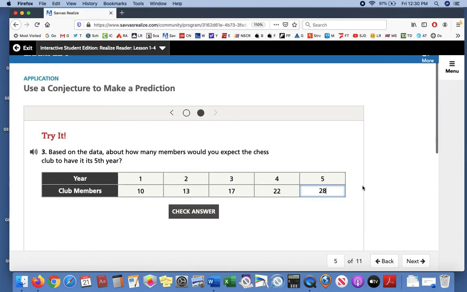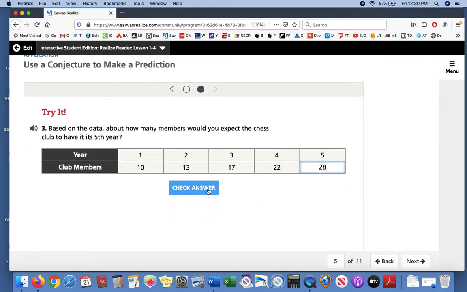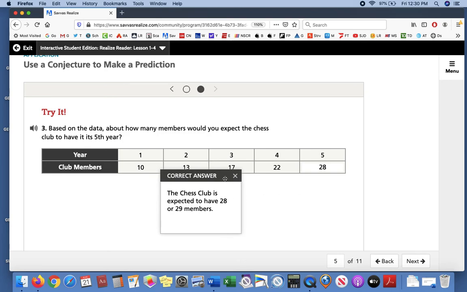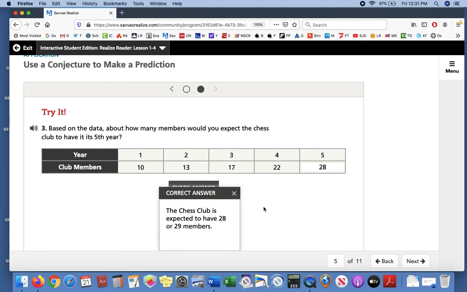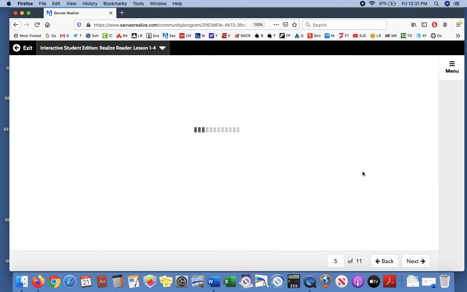So I didn't even have to look for a second or third level type of thing. 28 or 29. Yeah, because when you're estimating, maybe somebody used a different type of pattern and they got 29. And that might be it.